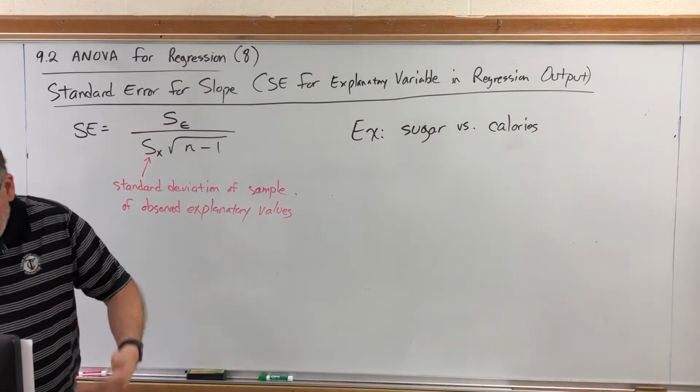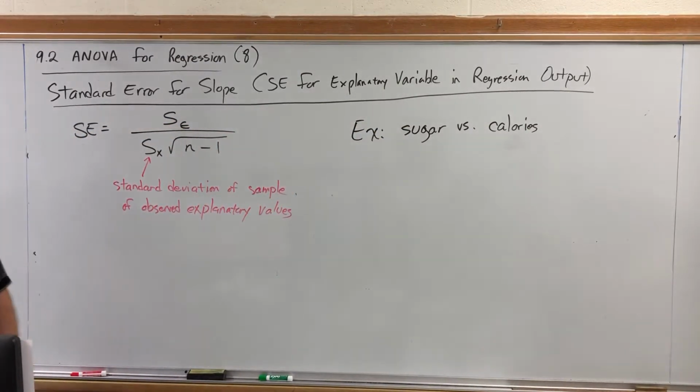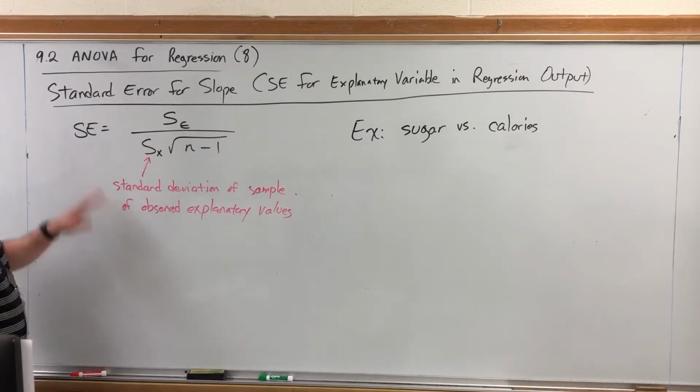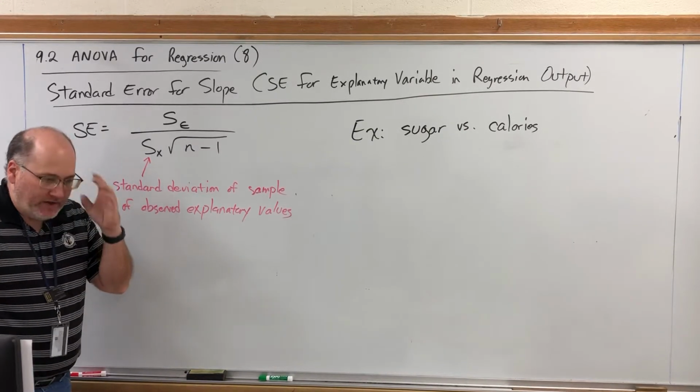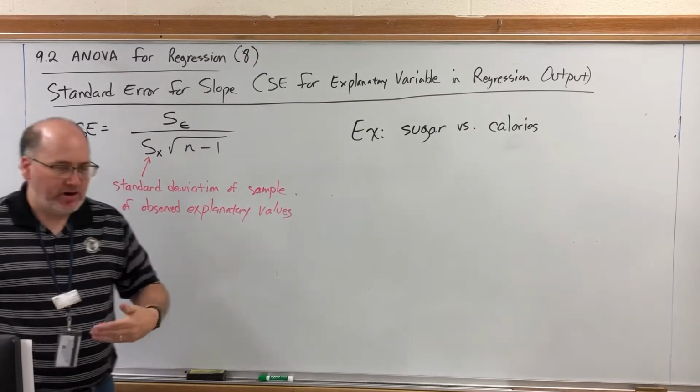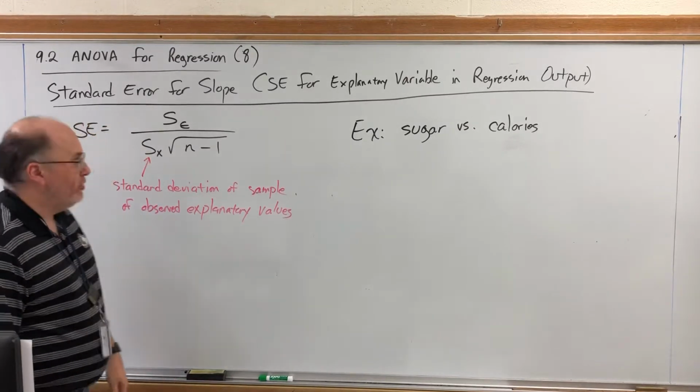As the author notes on page 597, although we generally rely on technology, there is a formula for the standard error of the slope. So we're going to calculate it and then go back and compare it to the standard error that we were given in the regression output.